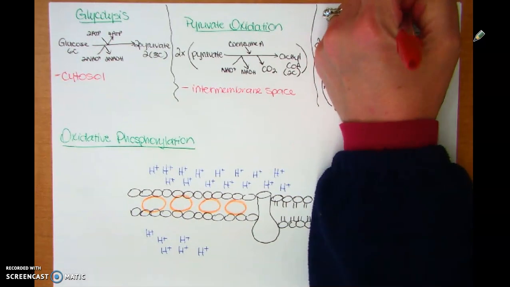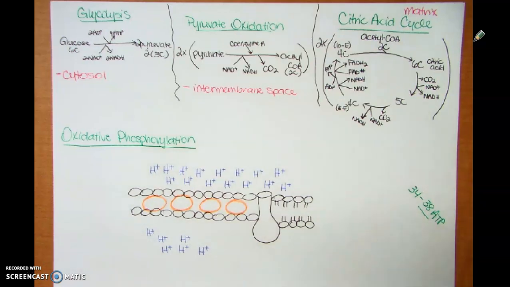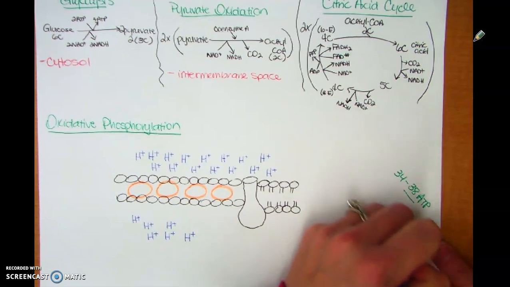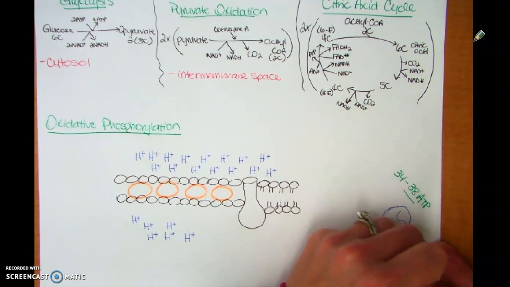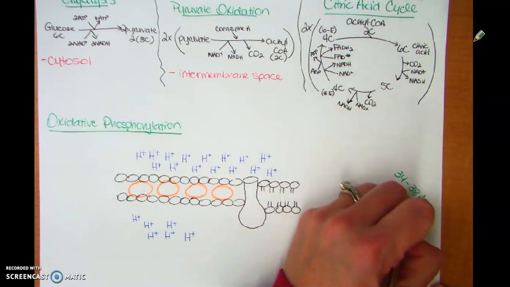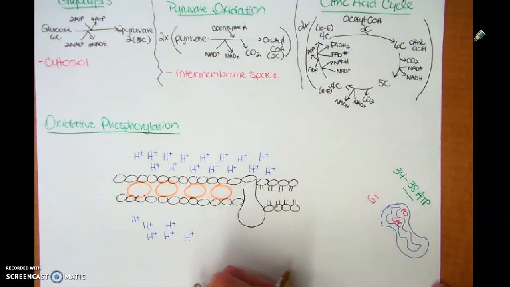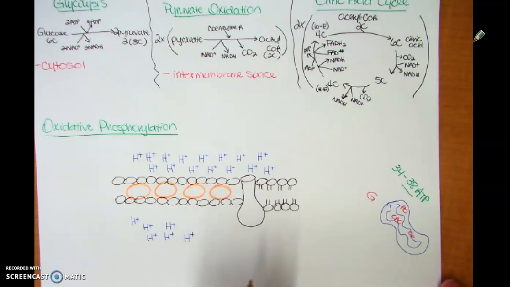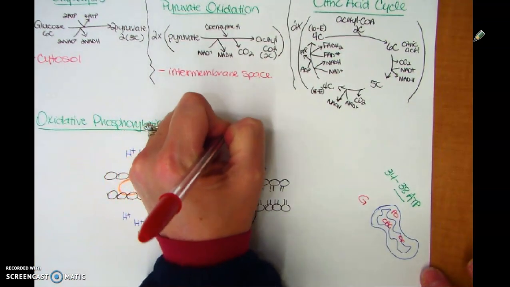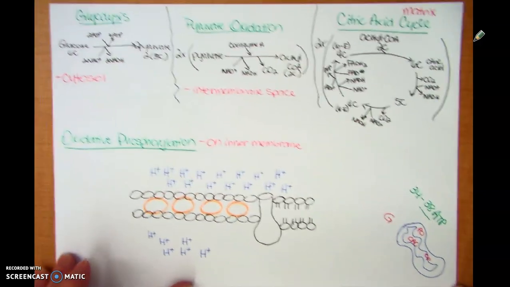And then the citric acid cycle is occurring in the matrix, which, if you'll remember, let's draw a quick little mitochondria over here in our extra space. Okay, so glycolysis is happening out here. Pyruvate oxidation is happening in here. The citric acid cycle is happening in there. And then oxidative phosphorylation is going to happen on the inner membrane. Okay, so that's our next I can statement.